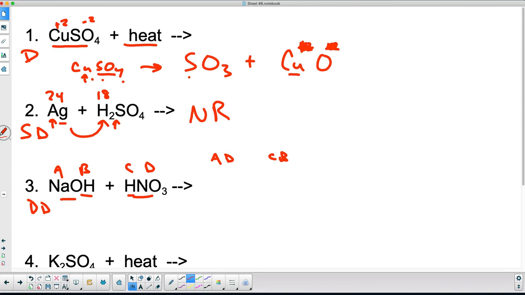Let's do one example of a double displacement, and then I'm going to let you guys finish the rest of these. So here I have sodium hydroxide. Oh boy.